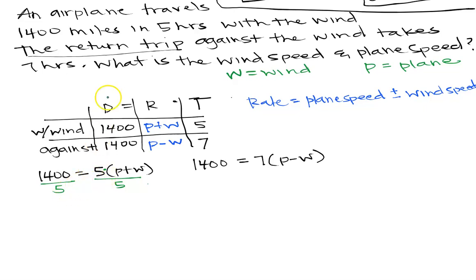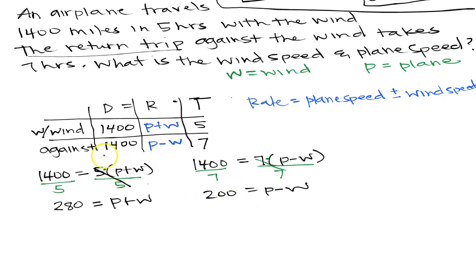gives me 280 equals, those 5s divide out, and then I'm just left with P plus W. Similarly over here, this is multiplying by 7, and to undo multiplying by 7, I can divide both sides by 7. When I do that, 1,400 divided by 7 is 200 equals P minus W. Okay, let me stop right there a second and make sure everybody's with me on what I did.